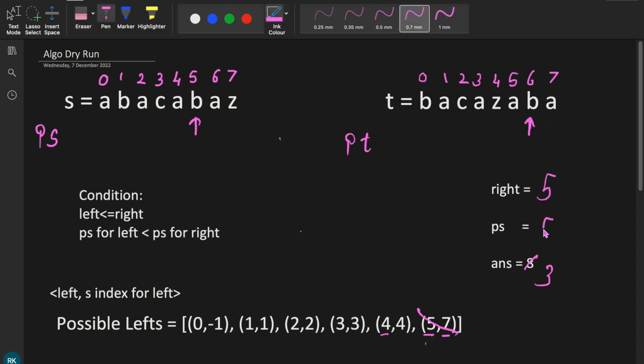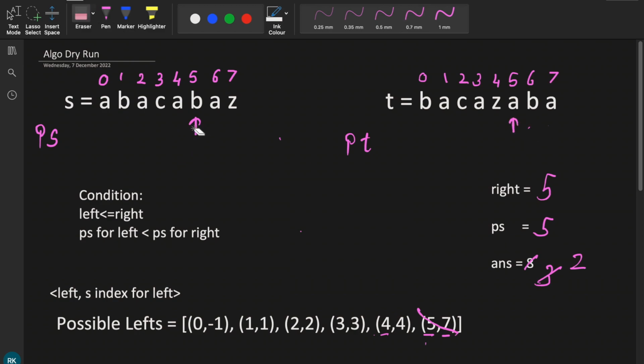Again we check 4 is less than 5, that is correct, and 4 is also less than 5. So both for S index and left is less than equal to right. So in this case the cost will be 5 minus 4 plus 1, that is 2. So this 2 is less than 3. So we make our answer as 2. Since this step is completed, we decrement both PS and PT pointer.